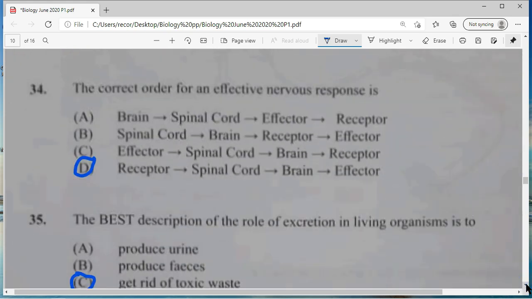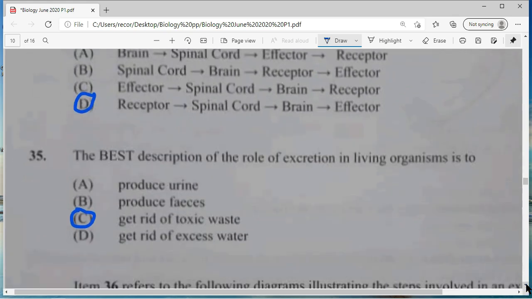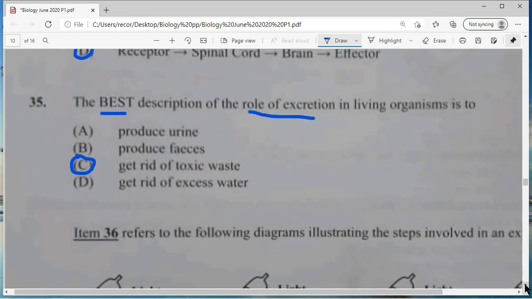35. The best description for the role of excretion in living organisms is to not produce urine, not to produce feces. Feces is not an excretory product, it's a digested product. So C is our answer for 35. Get rid of toxic waste. You could look at, of course, D, but remember that it says best. So C is going to be the best answer there for 35.